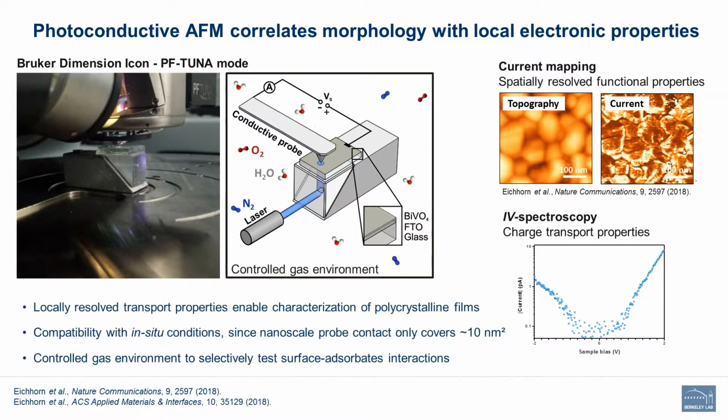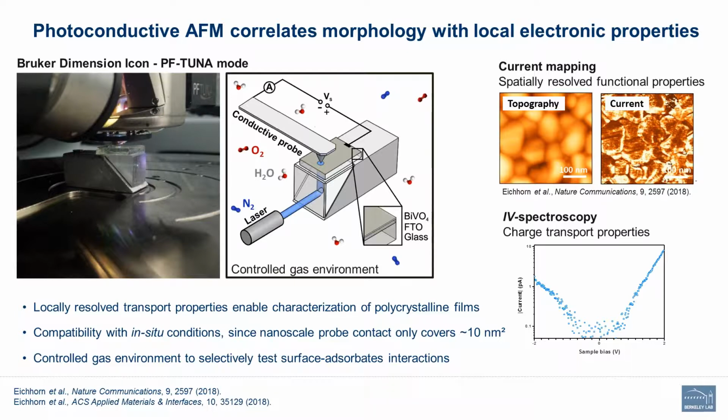Furthermore, this technique has the advantage compared to standard macroscopic probe measurements, which use a large-scale top electrode, that only 10 nanometer square of the sample is covered by our probe. That means the surface of our material is exposed to the surrounding environment, which makes it highly suitable for in situ characterizations.